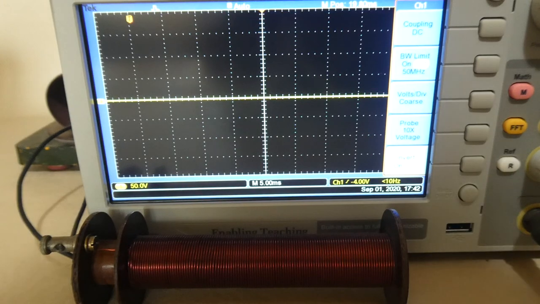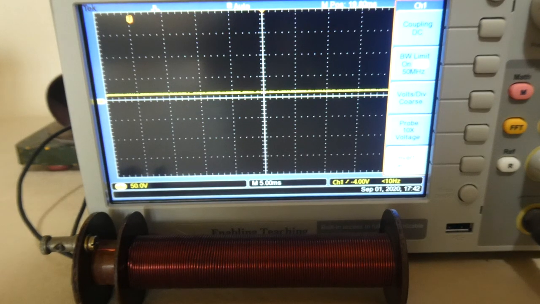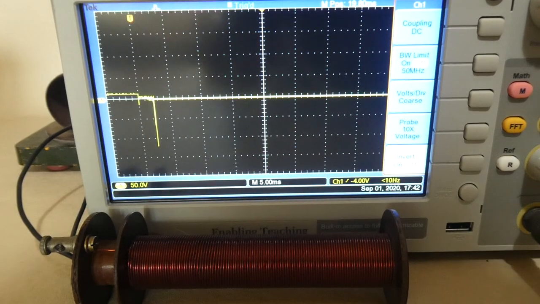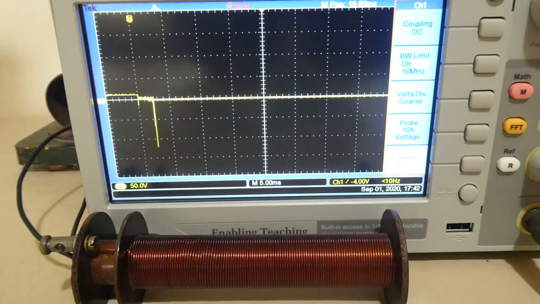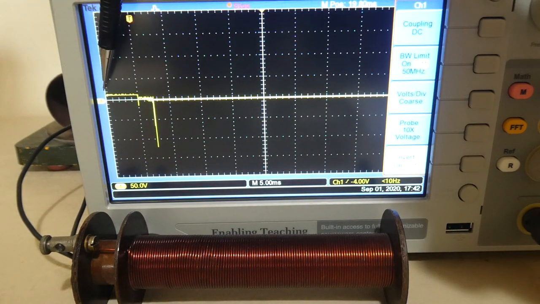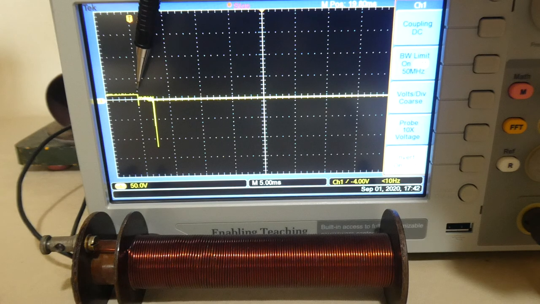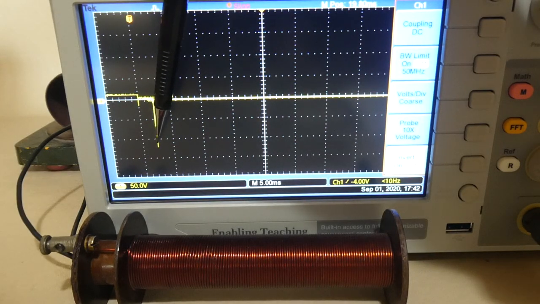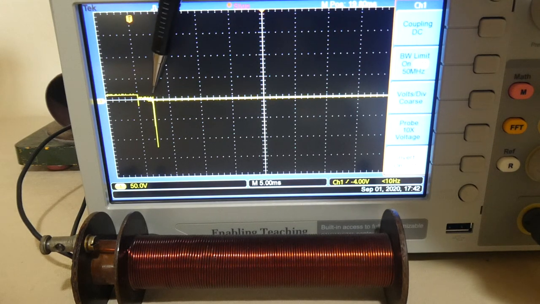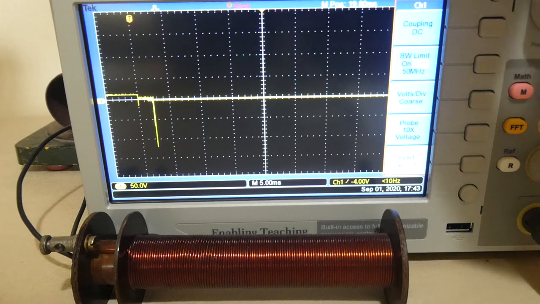I'll try and get the switch off, which is the opposite situation. Switch off. There we go. So switching off, our steady state voltage is running along the screen. We switch it off and the magnetic field as it collapses generates a voltage which is opposing the current flow stopping, and then back to our steady state of voltage.